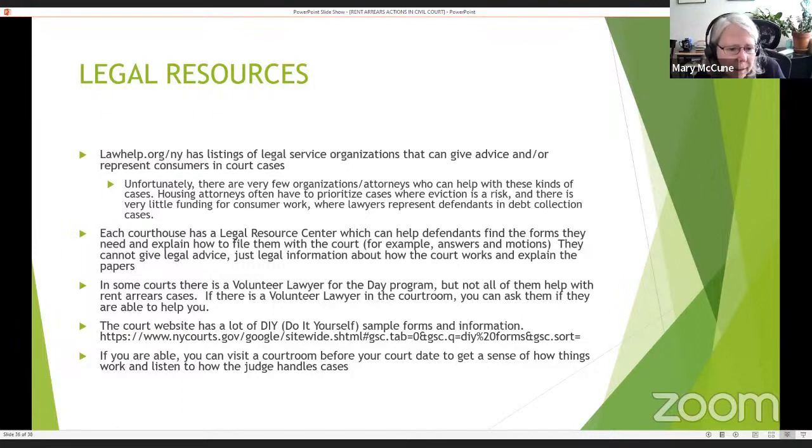And another thing I suggest, if people are able to, is the courtrooms are open every day. So if you have time and are able to, it can be helpful to just go to court before your court date and see how things work. It can take away some of the anxiety. It can show you what to expect. And sometimes you can learn some stuff looking at how people are addressing different cases. As I said, most of the cases aren't about rent arrears. So it's not a perfect fit, but it does give you some general ideas of how court procedures work.